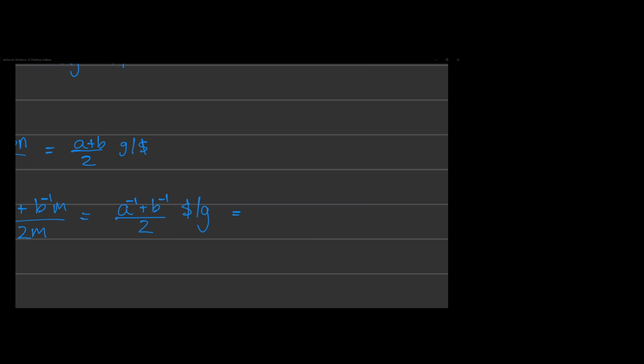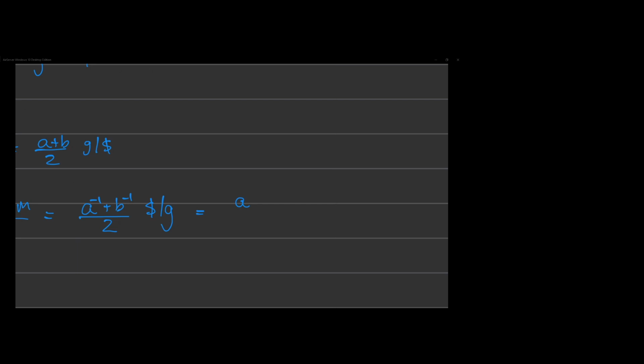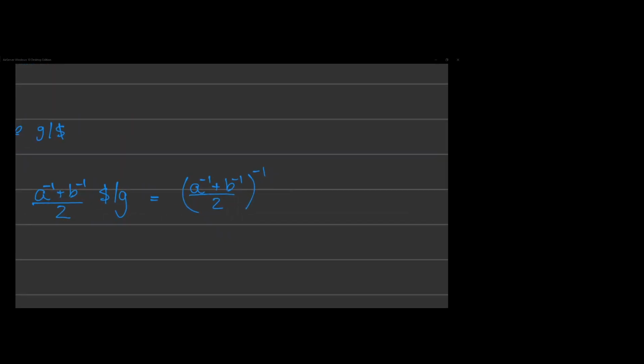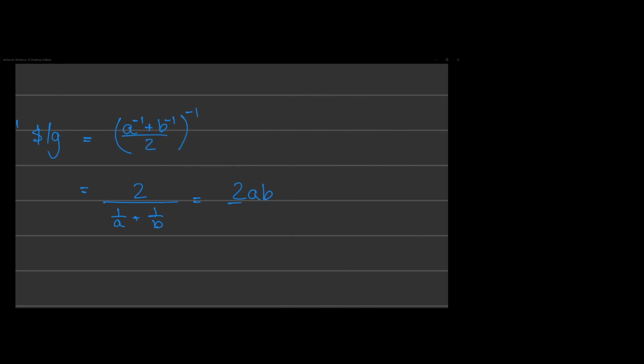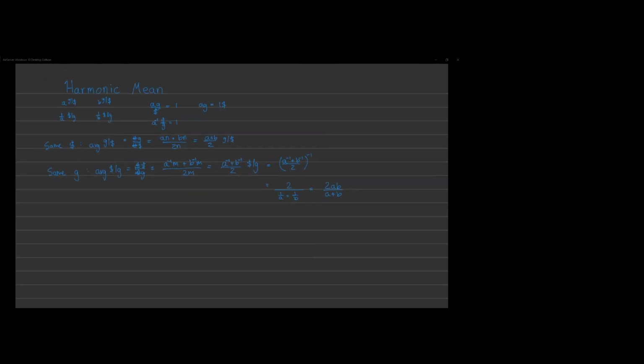And if you want to express this average rate in terms of grams per dollar, you'll just do A inverse plus B inverse over 2, all inverse. And this is the formula for the harmonic mean. If you want to make it more confusing, you can write it as 2 over 1 over A plus 1 over B, or even worse, 2AB over A plus B, which are formulas you might have seen.